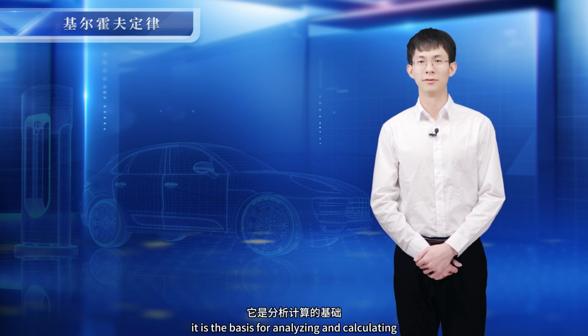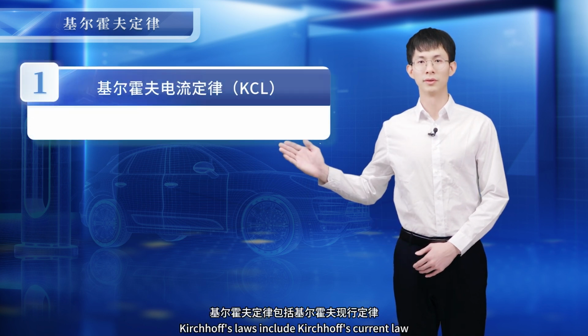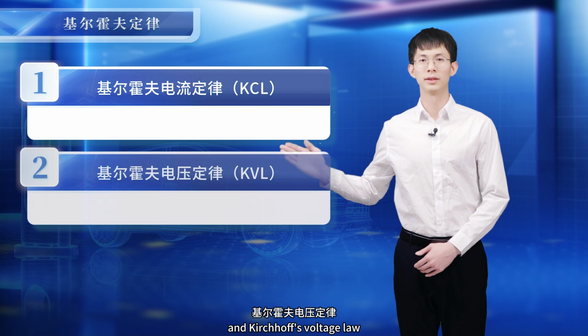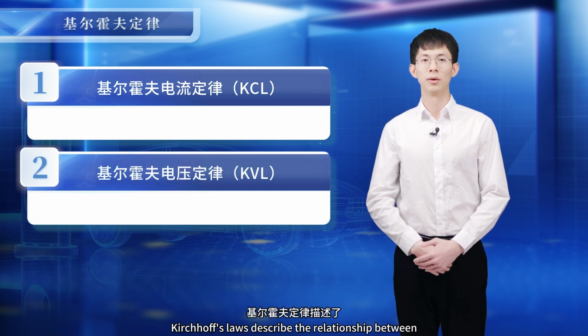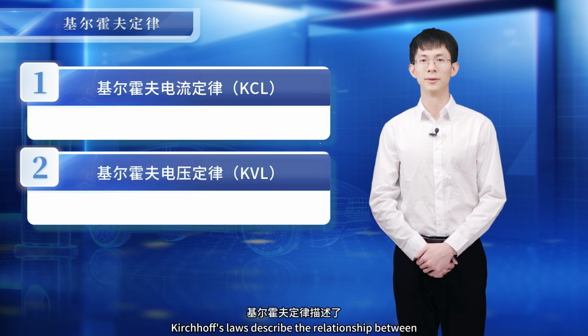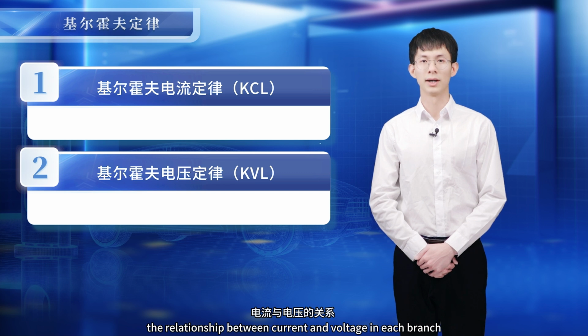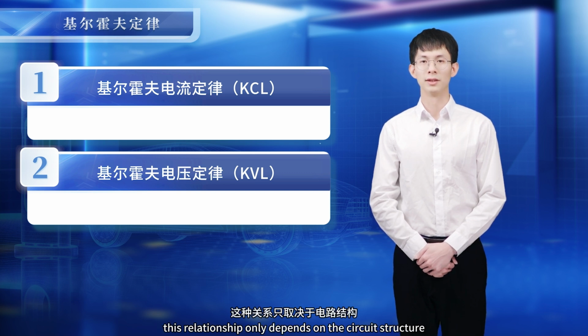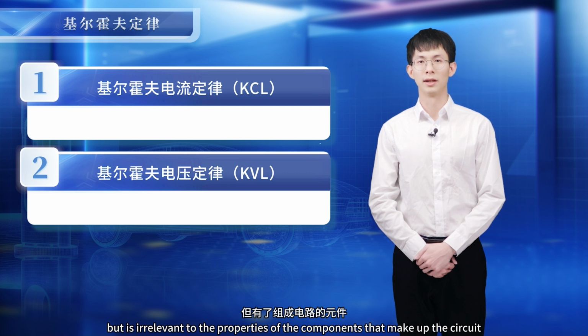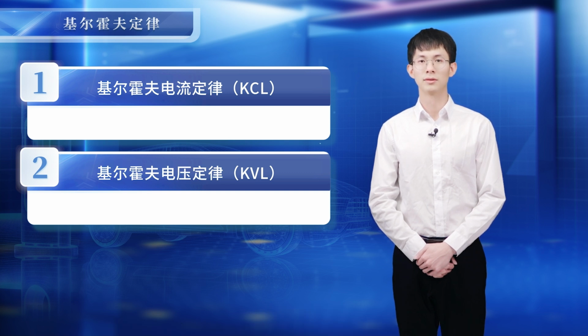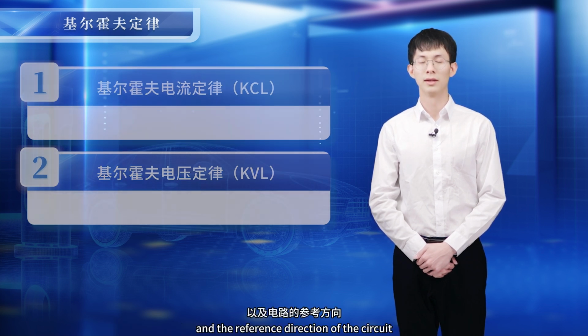Kirchhoff's laws are the basic laws of voltage and current in circuits. They are the basis for analyzing and calculating more complex circuits. Kirchhoff's laws include Kirchhoff's current law and Kirchhoff's voltage law. Kirchhoff's laws describe the relationship between current and voltage in each branch. This relationship only depends on the circuit structure, but is irrelevant to the properties of the components that make up the circuit and the reference direction of the circuit.